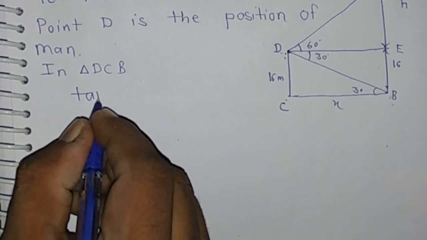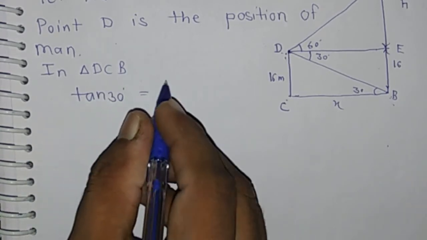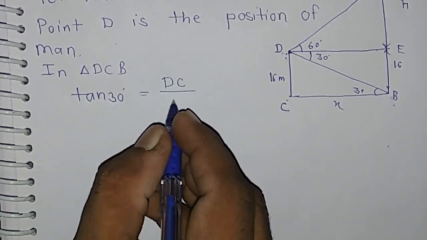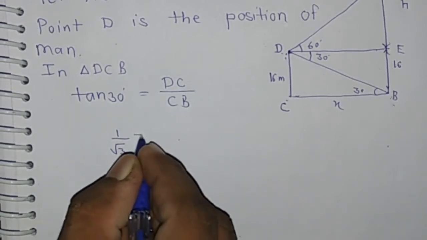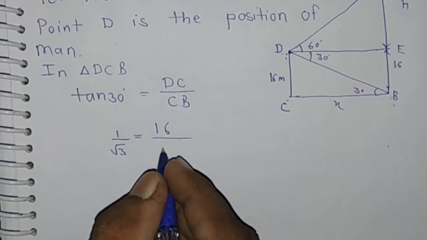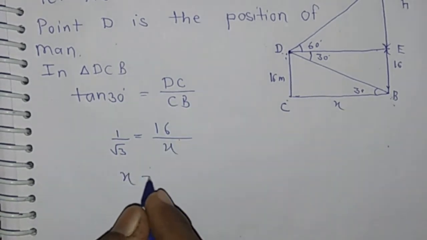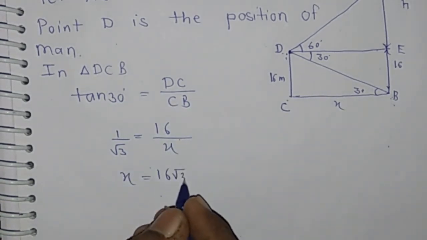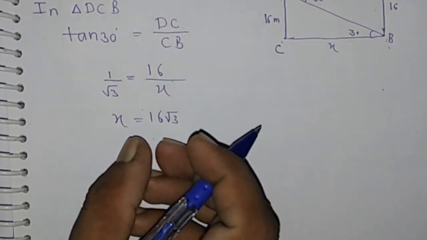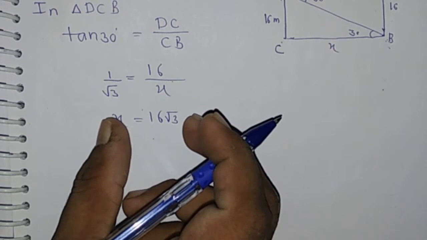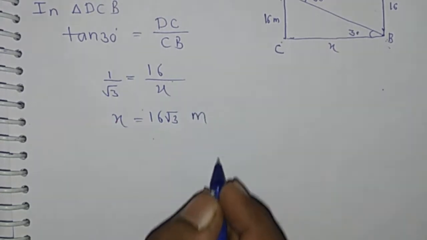tan 30 equal perpendicular upon base. Value of tan 30 is 1 by root 3, perpendicular is 16 and base is x, then x equal 16 root 3. The distance between the cliff and the ship is 16 root 3 meter.